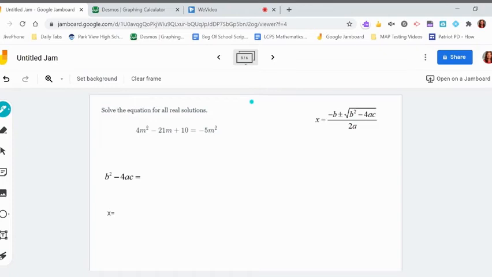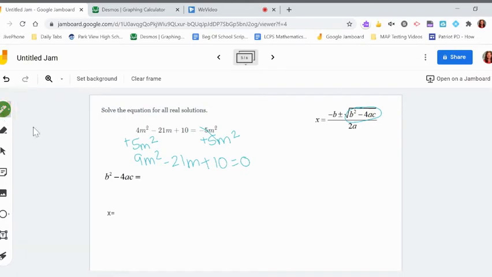All right, number 5, slide 5. Now it says solve the equation for all real solutions. Now you have to use the whole formula, but we're going to look at this part first. But let's look at this. We notice here that it's not equal to 0, so I'm going to add 5m squared to both sides. 4m squared plus 5m squared is 9m squared. Notice I added it to the m squared because they were like terms. Minus 21m plus 10 equals 0.